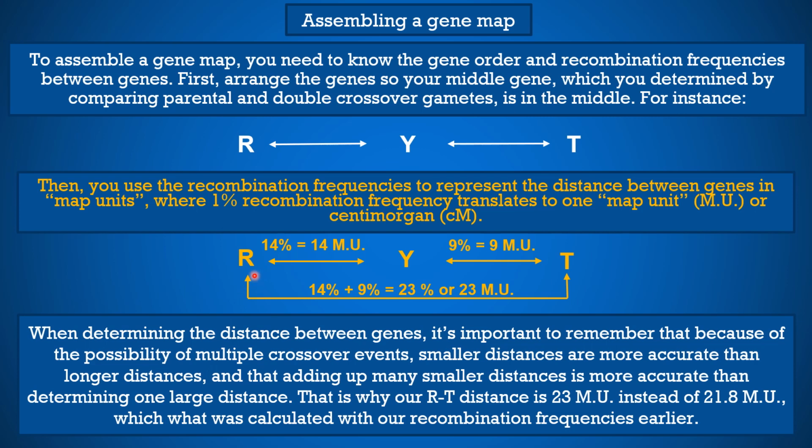You can see here we've got R, 14% or 14 map units to Y, and Y to T is 9% or 9 map units. Earlier, we also calculated T to R as being 21.8%, but it's important to remember that when we're determining longer distances, it's more accurate to add up multiple shorter distances than take one calculation for one longer distance. So in this case, we've gone with 14 plus 9 equals 23% or 23 map units instead of the 21.8.